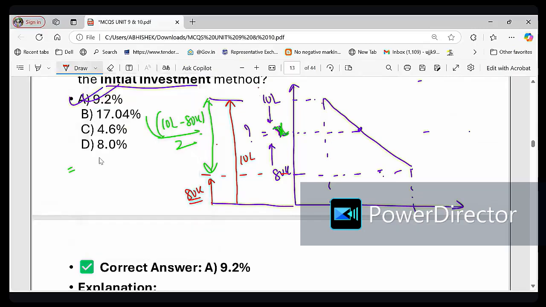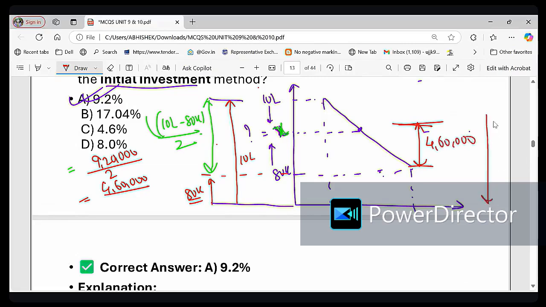It is 9 lakh 20,000. There is one mistake which we have done in the previous question, I am correcting it. So 9 lakh 20,000 divided by 2 is 4 lakh 60,000, right? Try to understand this, very, very important. This much height is 4 lakh 60,000. But we are interested in this much, so we need to add this one, and this one is how much?